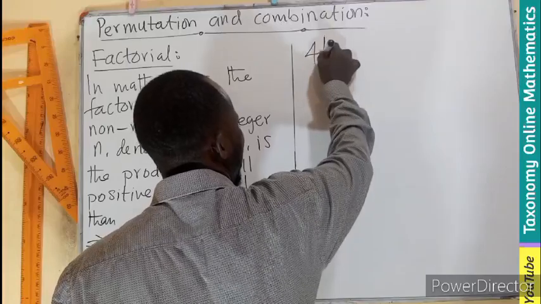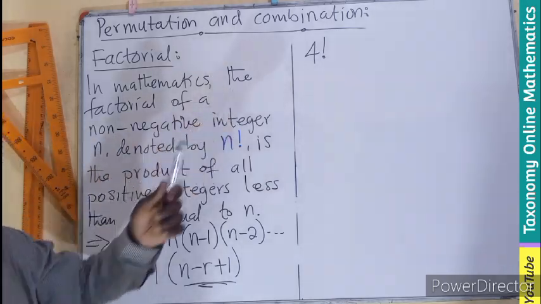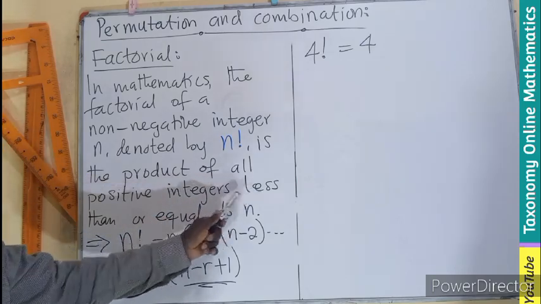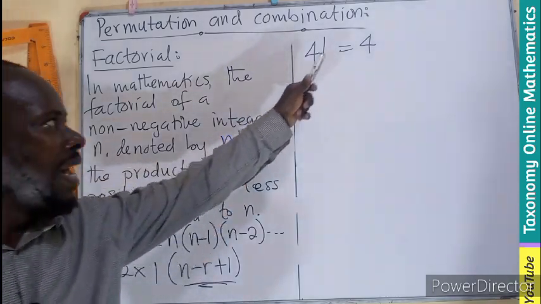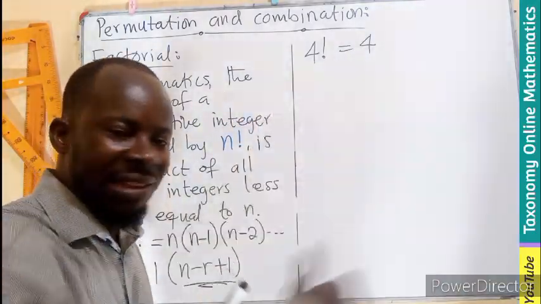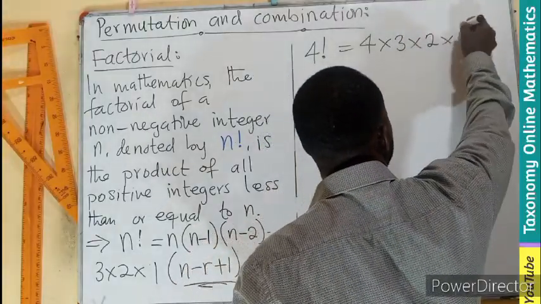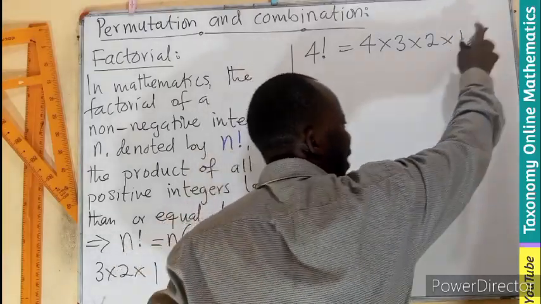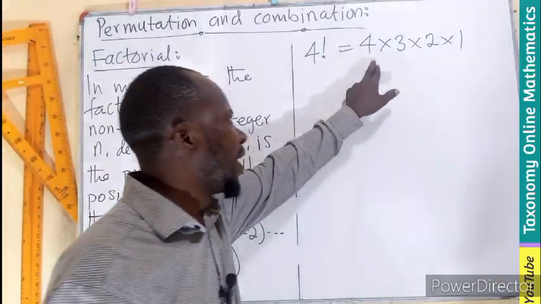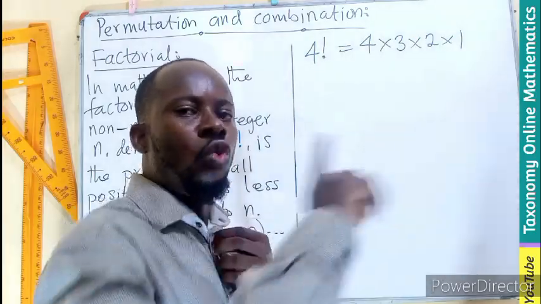If I pick 4 as the non-negative integer, which is n, that simply means that I am going to multiply 4. They said less than or equal to n. So n is 4. What number is immediately, consecutively, less than 4? That will be 3. Less than this will be 2. Less than this will be 1. Then the next will be 0. But we are looking for the positive integers. So we are multiplying right away from the number down to 1. In another definition, just from the number down to 1.